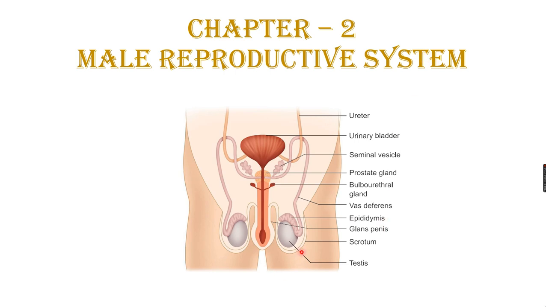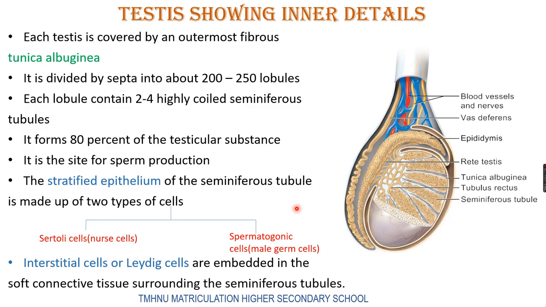In the male reproductive system, the major reproductive organs are a pair of testes located in the lower abdominal cavity, surrounded by the scrotal sac. And you can see the vas deferens duct arises and opens into the urethra. The accessory organs we are going to recall. Now the testis, this is the inner view of the testis.